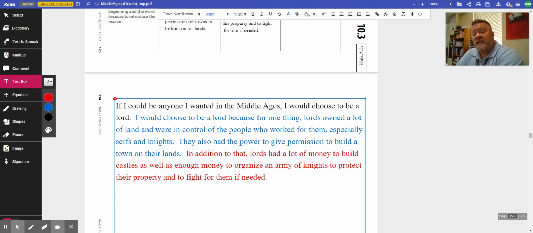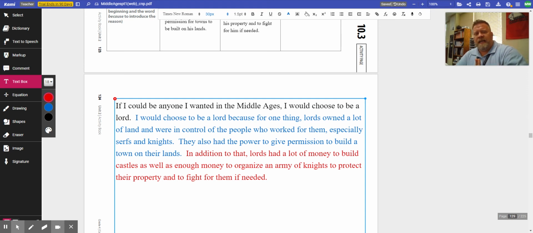Okay, so my second reason to support my opinion: in addition to that, lords had a lot of money to build castles, as well as enough money to organize an army of knights to protect their property and to fight for them if needed. So there's my second reason.